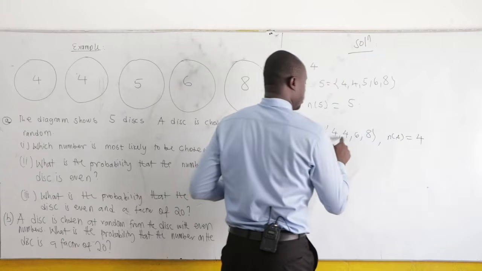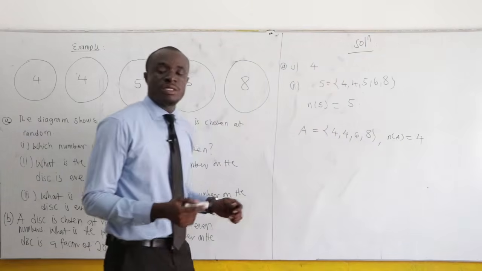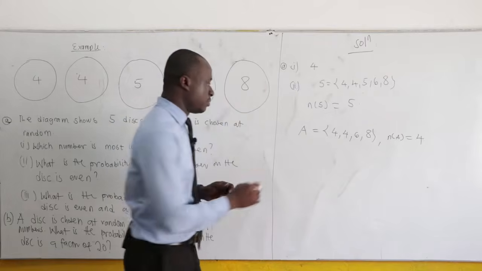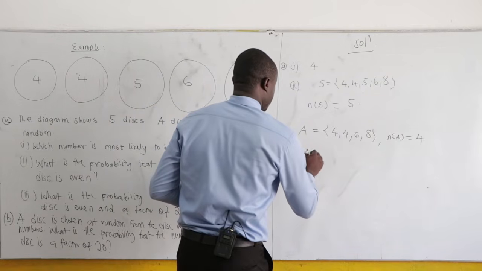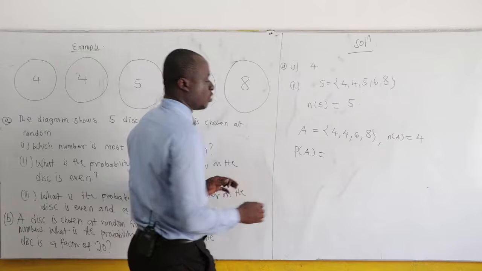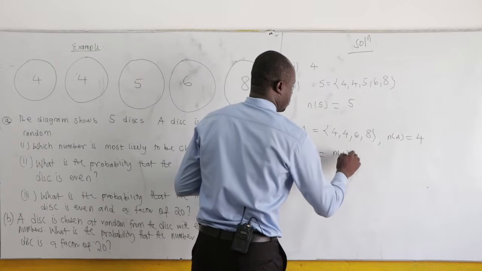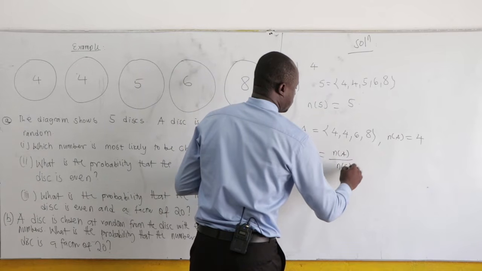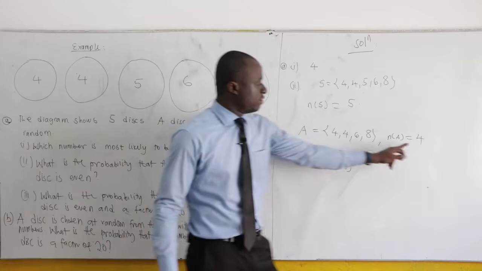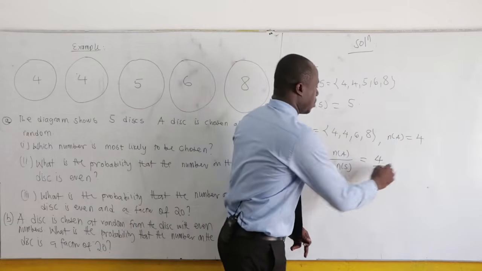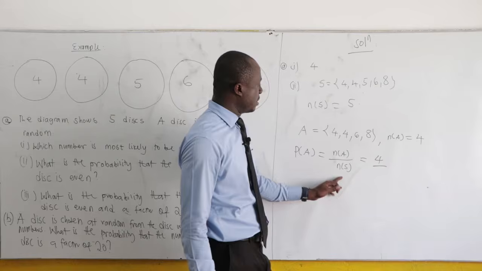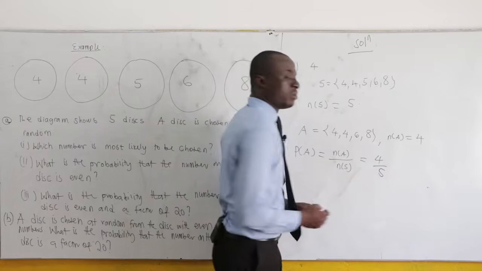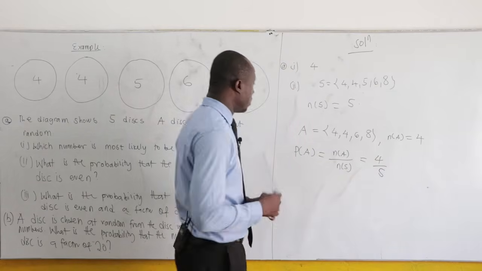That is 4: 1, 2, 3, 4. Probability is the number of events over the number of sample space. So the probability of selecting the A will be what? Number of events all over the number of sample space. What is the event? The event is 4, all over the total number, which is 5. So our probability is 4 over 5.